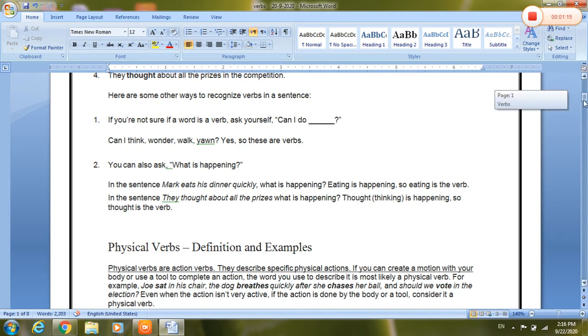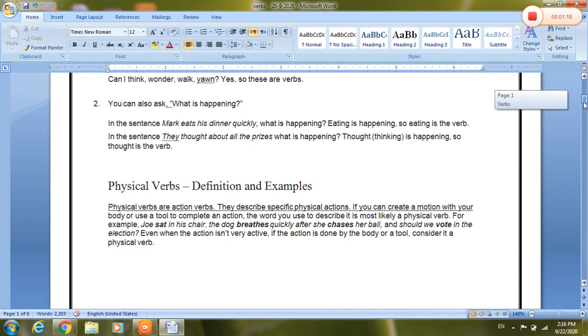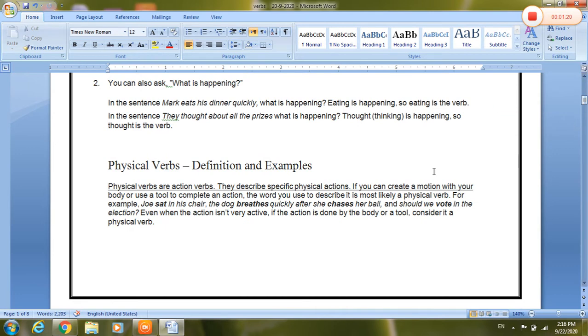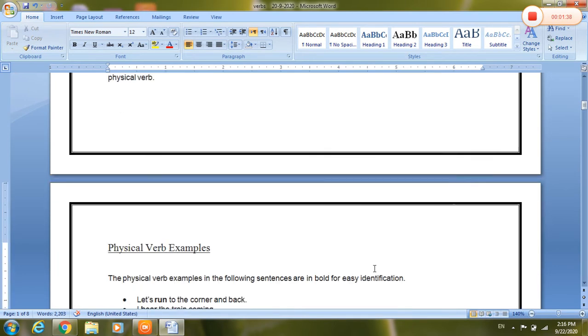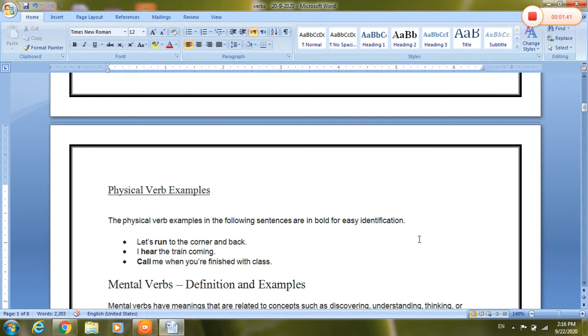How many kinds of verbs do we have? We have physical verbs, or we can call them action verbs. We have mental verbs, or verbs of states. Physical verbs, or action verbs, we use to refer to physical actions, like run, sit, read, write, call, hear, and so on. All of these refer to actions when you move your body, so we call them action verbs.